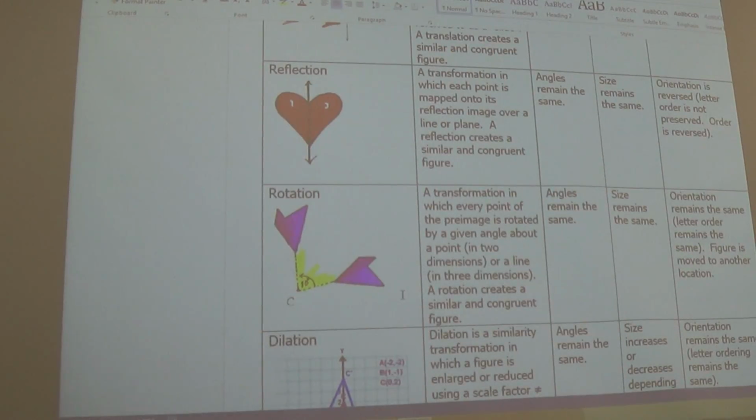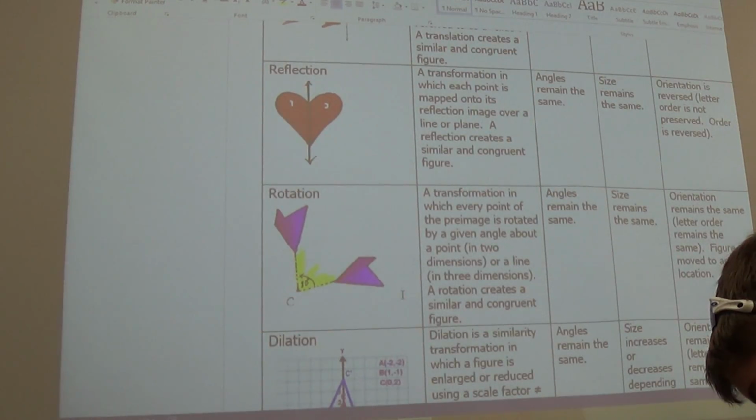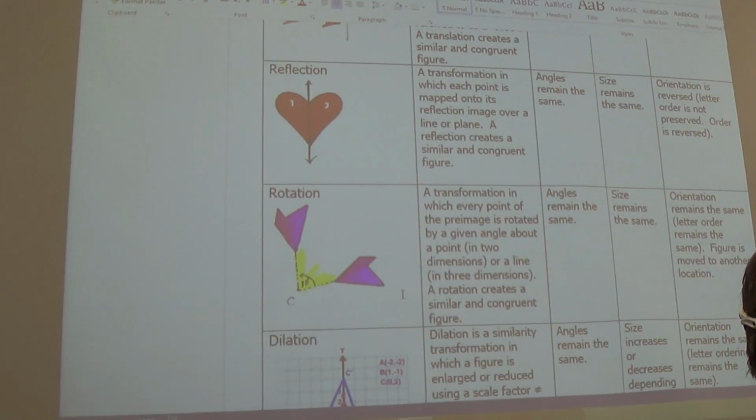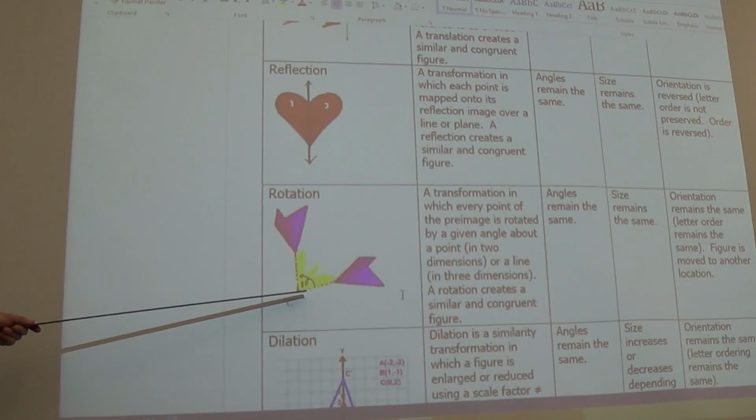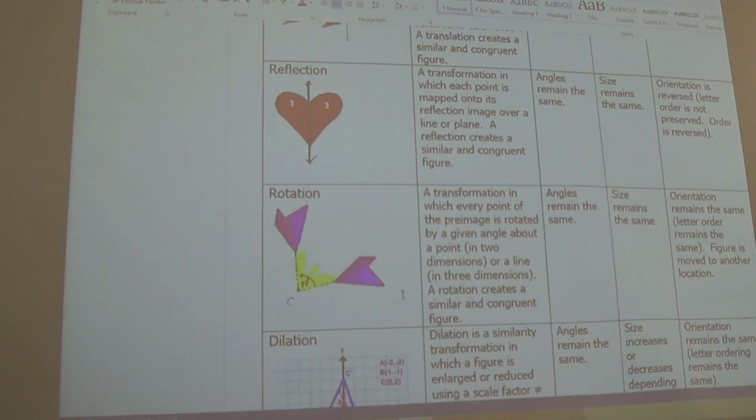All right, let's go on to rotation. So rotation is a transformation in which every point of the pre-image is rotated by a given angle about a point. So you're rotating around a particular point by a particular degree in a particular direction.